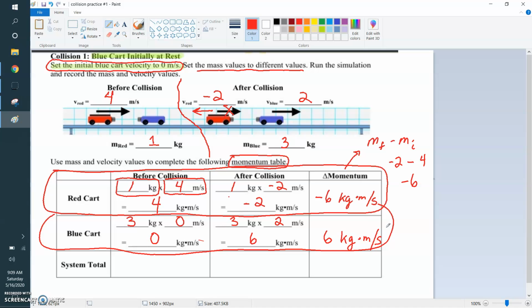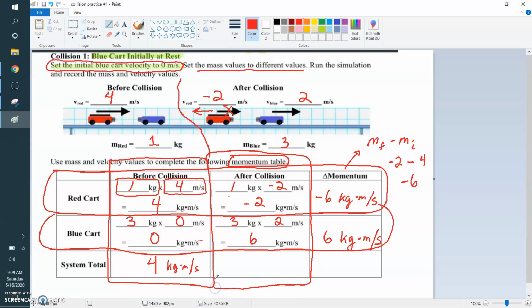All right, so the red car had a decrease, the blue car had an increase. The total momentum of the system, if we go down the chart, before the collision was 4 plus 0, which is 4. That would be the red car plus the blue car. After the collision, the momentum was -2 plus 6, red car plus blue car, which again is 4.